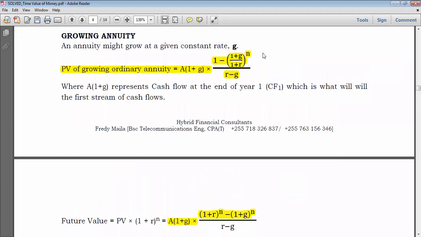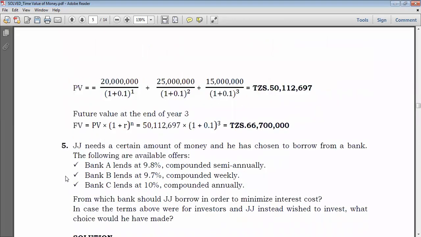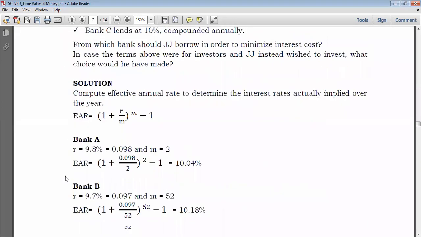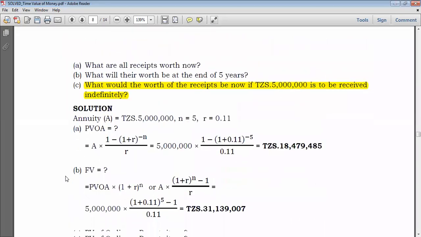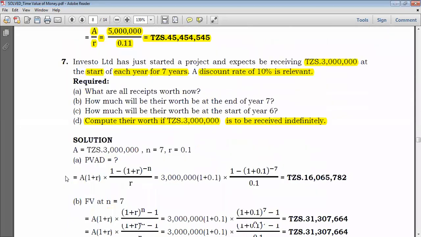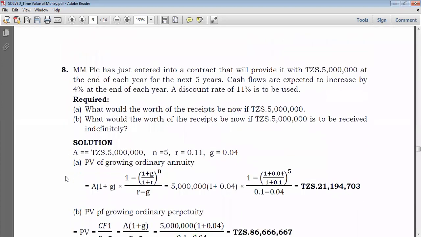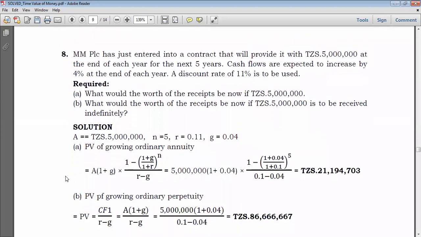And now we are ready to go to an example on growing annuity. Now let's just do this example. I hope it's example number 8, yes. All right, let's take a look at this example. Take a look at example 8. It says that MMPLC has just entered into a contract that will provide it with 5 million at the end of each year for the next 5 years. You can just end up there first.